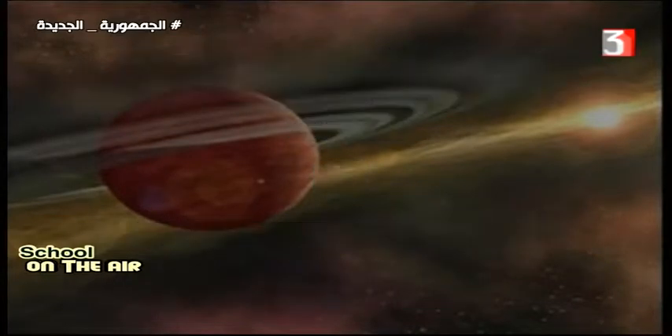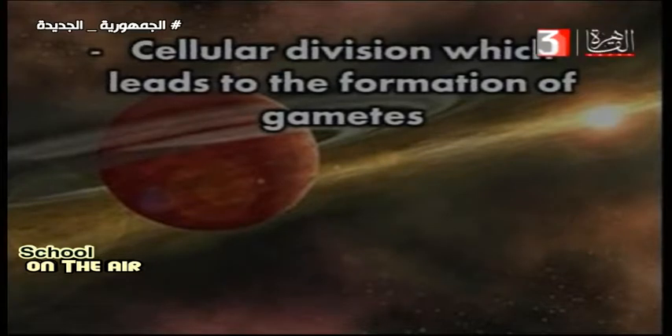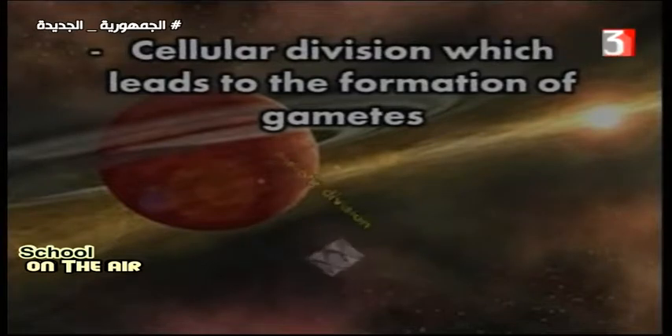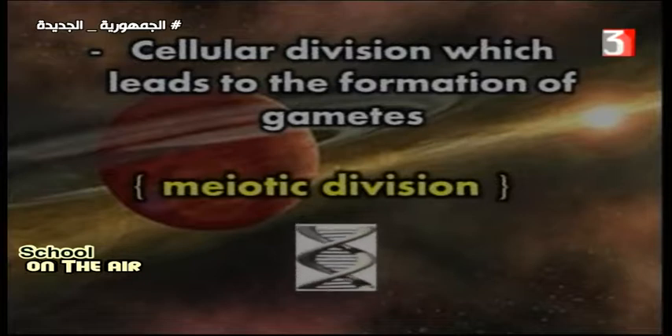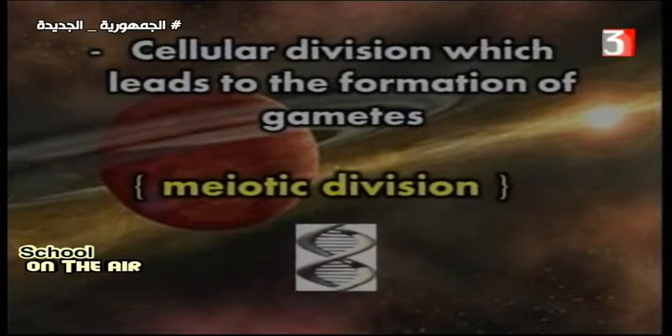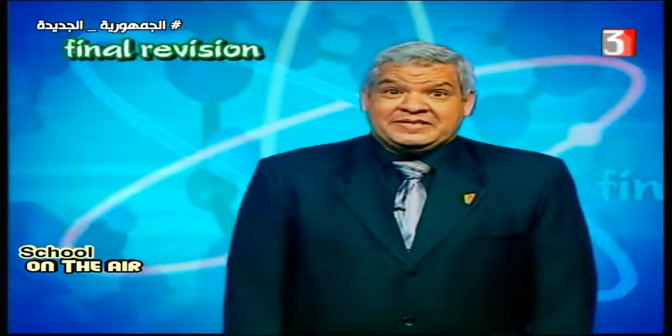Another question. This question, cellular division which leads to formation of gametes. Gametes. What does this mean, do you think? Gametes means sexual. What about the cell division here? Meiotic division, because it occurs in the cells that form the gametes. Wonderful and great. My dear students, concentrate and be careful.